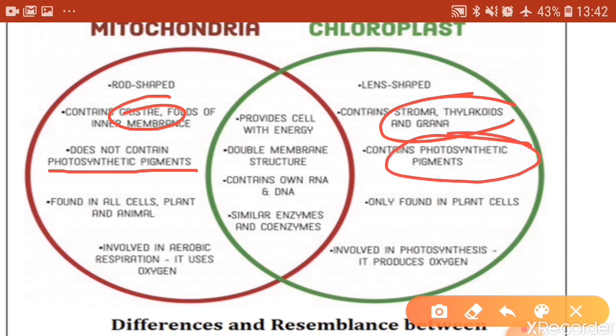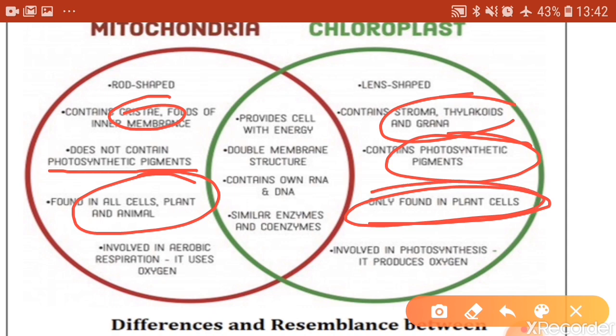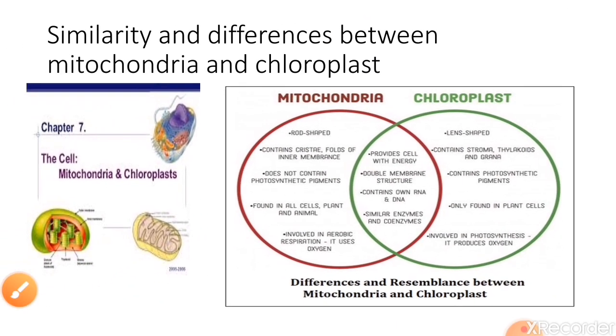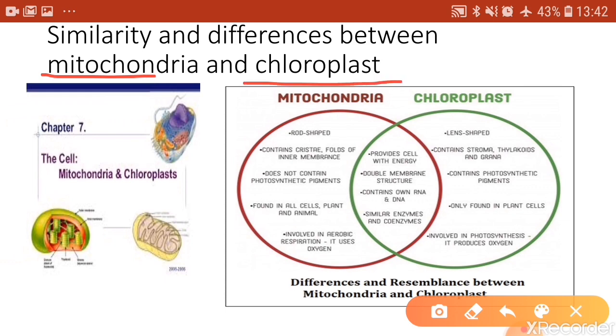Next important thing is that mitochondria are found in all animal and plant cells. Every eukaryotic cell will have mitochondria, right? But chloroplasts are found only in plant cells, right? That's another difference. Now, the functional difference is that the mitochondria is involved in aerobic respiration. It is the site of oxidation of food, which occurs in the presence of oxygen, right? But chloroplast is involved in photosynthesis. So these are the similarities and differences between mitochondria and the chloroplast.